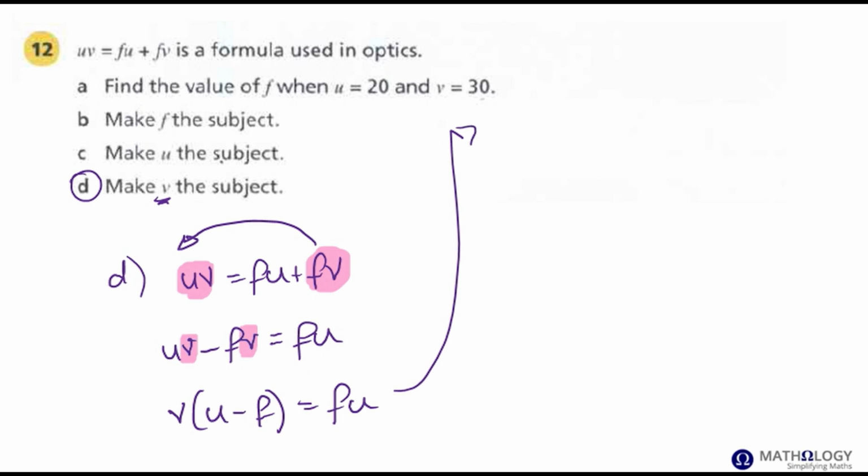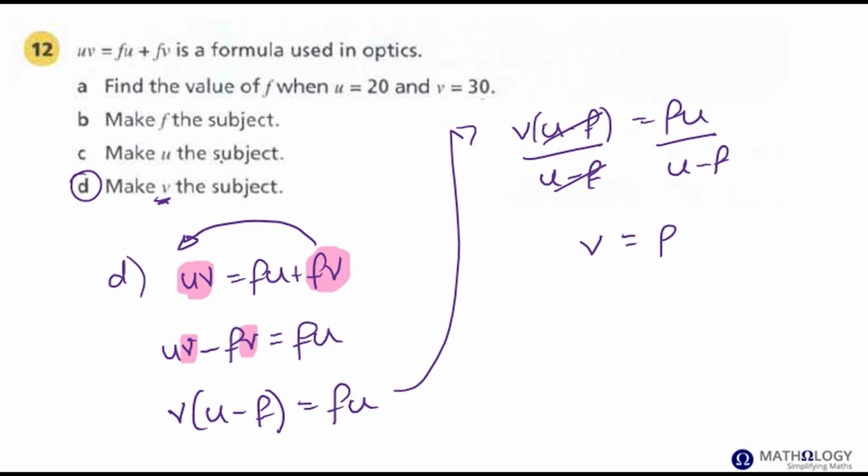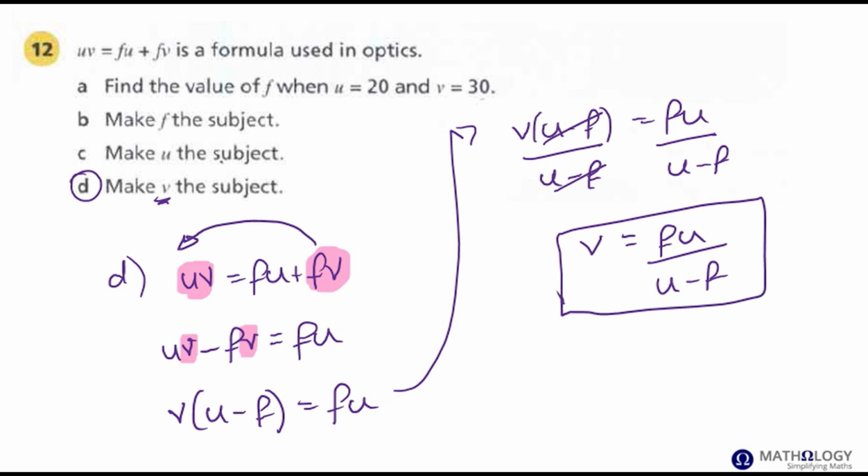Just coming up here, we're now going to divide both sides by u minus f to make v the subject of the formula. So v equals fu over u minus f. V is now the subject of the formula.